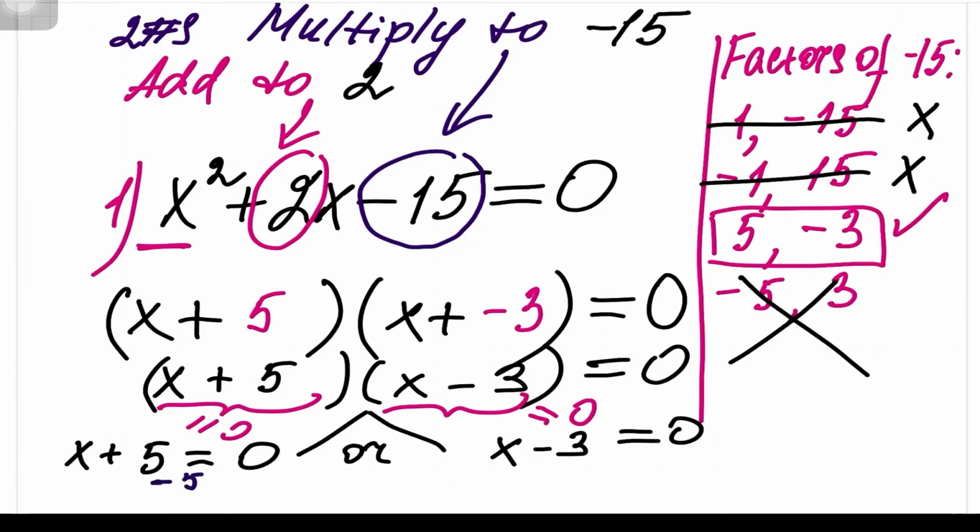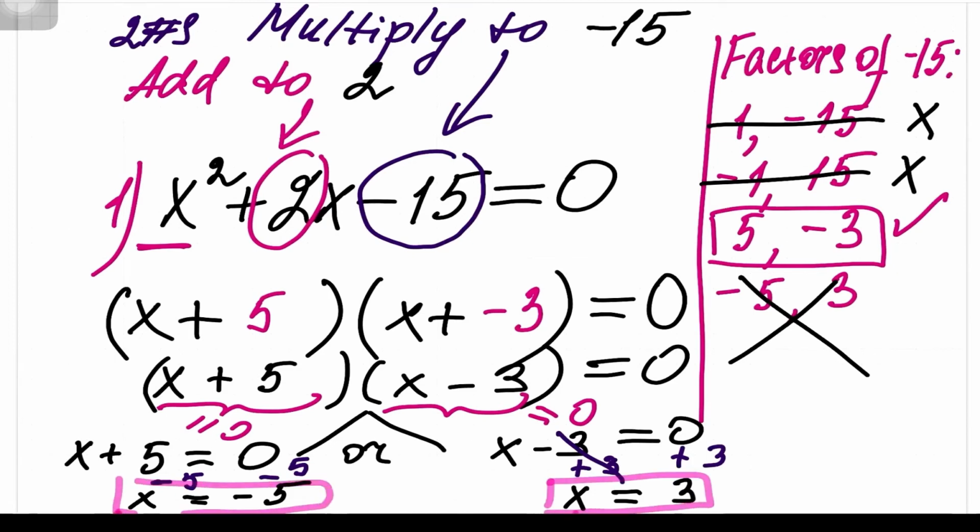So remember, we want to move 5 to the right side by doing the opposite, by subtracting 5. So your first x is going to be negative 5. And similarly, we are going to move negative 3 to the right side. So we want to bring it to the right side by adding 3 to both sides of your equation. And we end up getting x equals 3. So this is your second solution or second root for your quadratic.